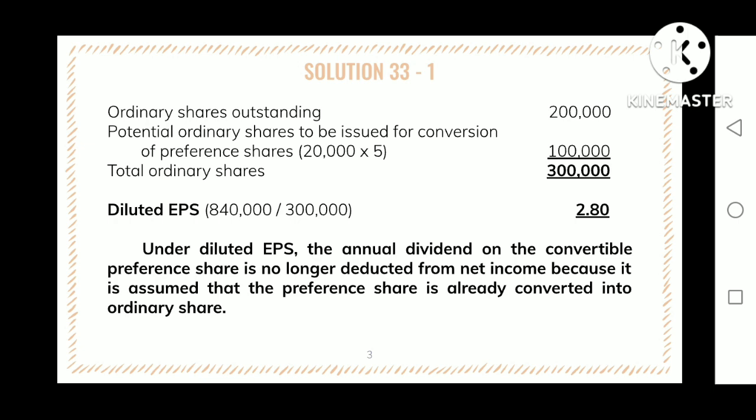Under diluted earnings per share, the annual dividend on the convertible preference share is no longer deducted from net income because it is assumed that the preference share is already converted into ordinary share.